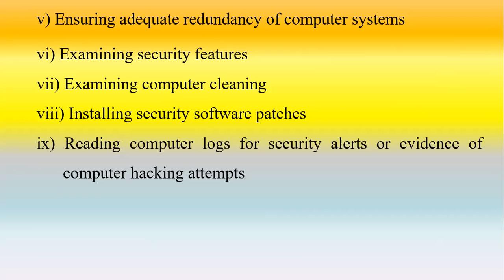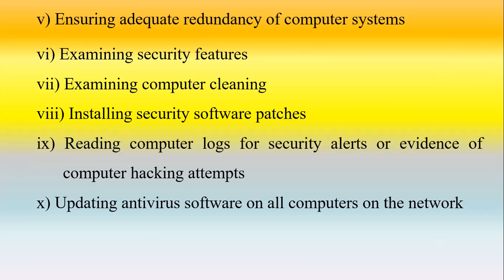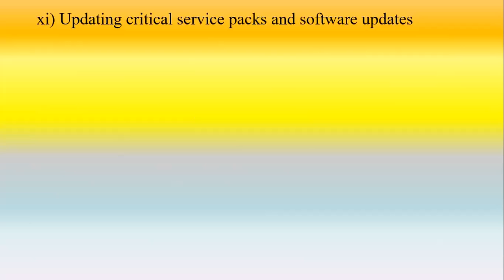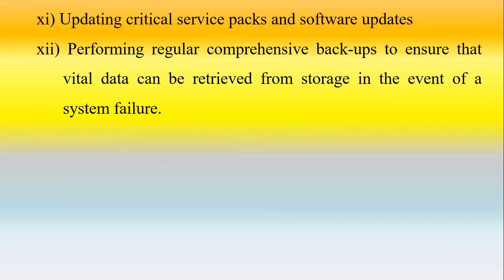While number nine is reading computer logs for security alerts or evidence of computer hacking attempts. Number 10 is updating antivirus software on all computers on the network. While number 11 is updating critical service packs and software updates. Number 12 is performing regular comprehensive backups to ensure that vital data can be retrieved from the storage in the event of a system failure.